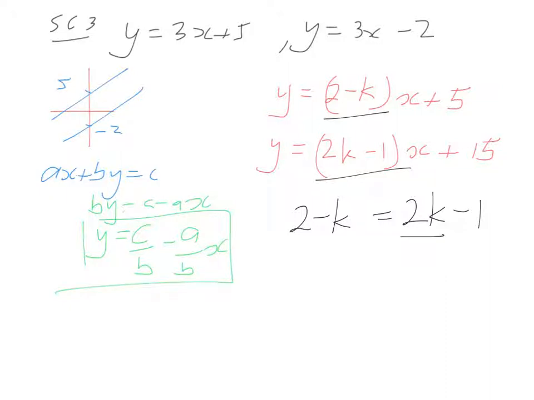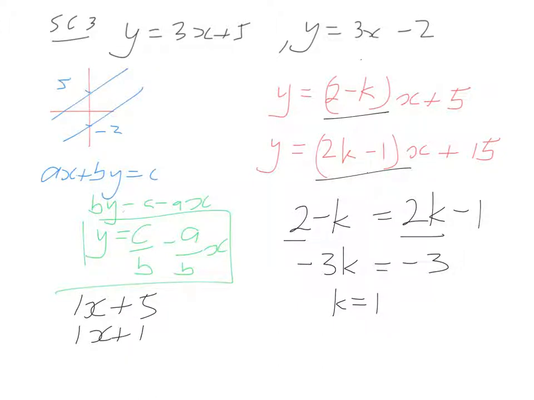We bring this over to the other side, and we bring this over to the other side. So we'll have negative 3k equals negative 3, and we'll say therefore k equals 1. So if k equals 1 here, we'd have 1x plus 5, and if k equals 1 here, we would have 1x plus 15. So that's what we end up with there. So k has to equal 1 for there to be no solutions.